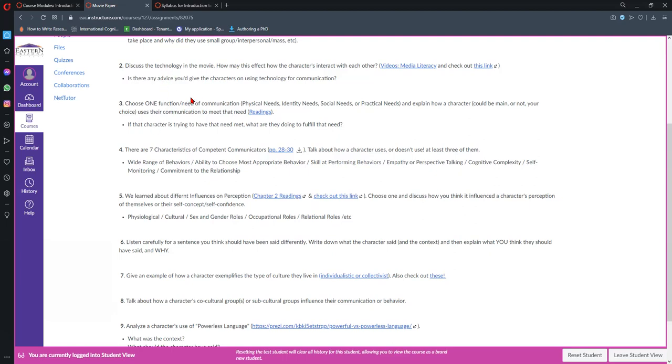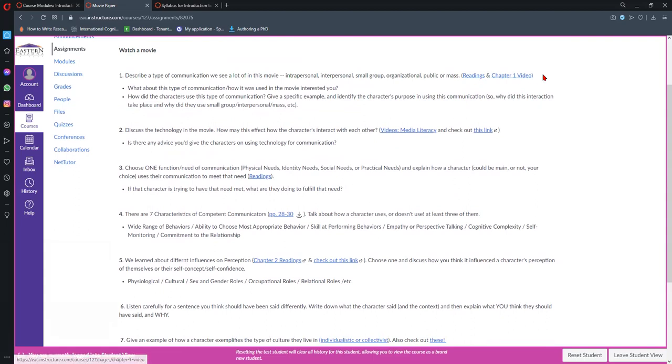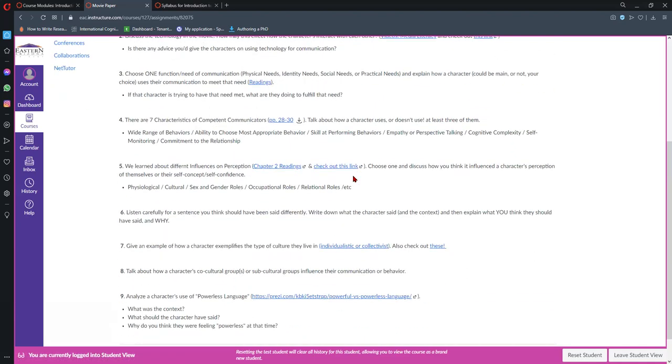Choose one function or need of the communication and explain how a character uses communication to meet that need. And if you guys notice, there are all these readings attached to it. So if you're like, oh, I don't remember what that is, just go and click on it and it should take you straight to the readings.